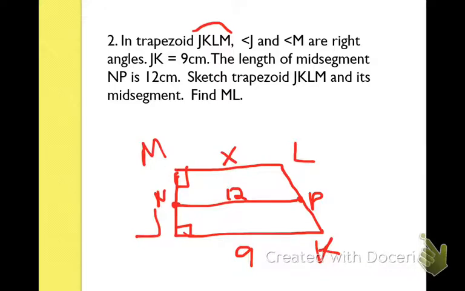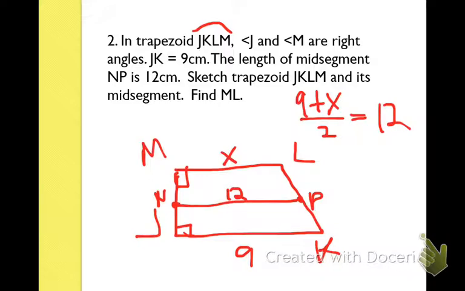What equation could I set up to find ML? Yes. Could you do the midsegment formula when we plug in the variable? Mm-hmm. So you would put 9 plus x, and then divided by 2, equals 12. Very good. That's right.